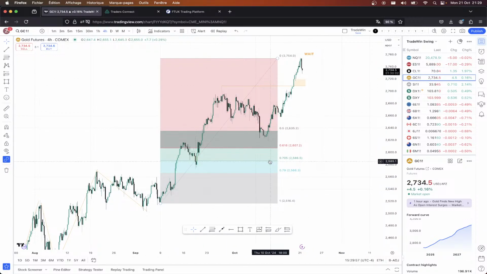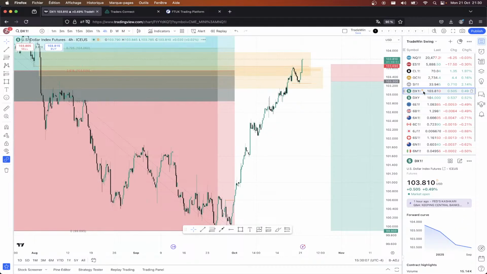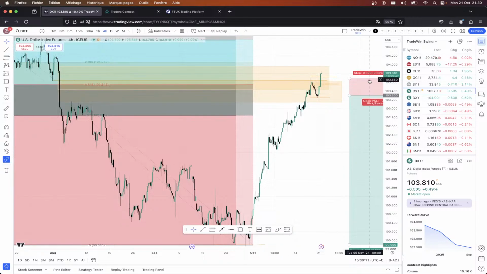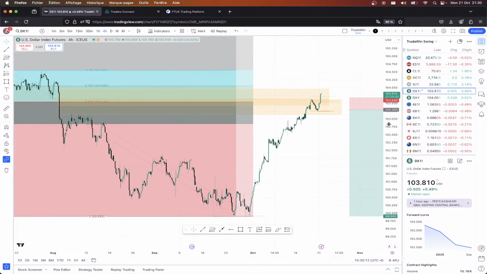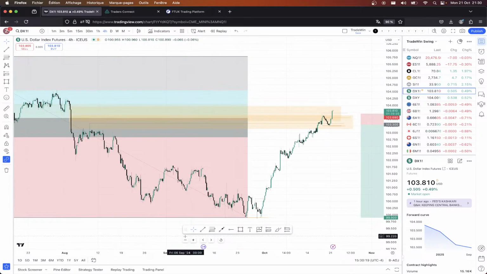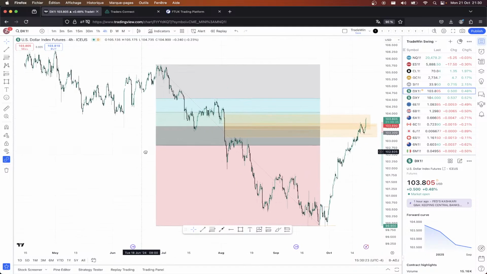So that's the idea. Gold and silver is quite the same here. I'm not going into the details. Here, dollar index futures. Really interesting here because I'm going to zoom out a bit. I don't know why there are so many things there. So again, in the 4-hour time frame, the last downtrend.